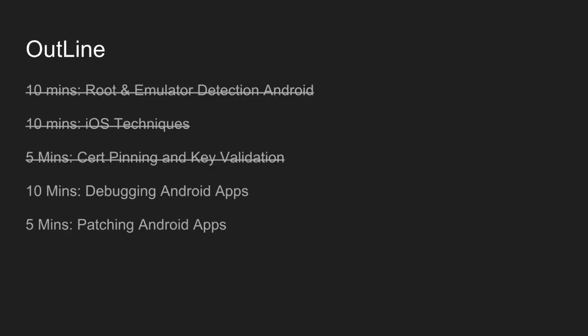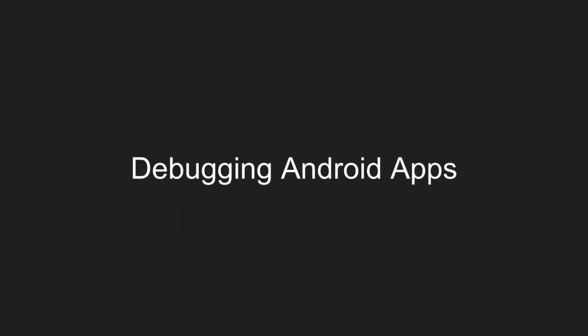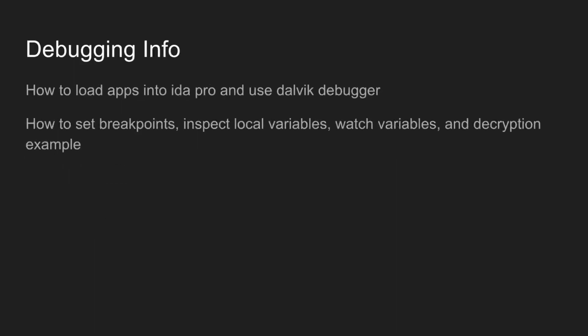So next we're going to go into debugging Android apps. I have a couple of videos here which I'll play through. The first one is really short. I'm going to basically show you how to load apps into IDA Pro and use the Dalvik debugger. I'll also cover how to set breakpoints, inspect local variables, watch variables, and decryption in the subsequent example. So let me load this up here. I'll full screen it. Hopefully you guys can hear.